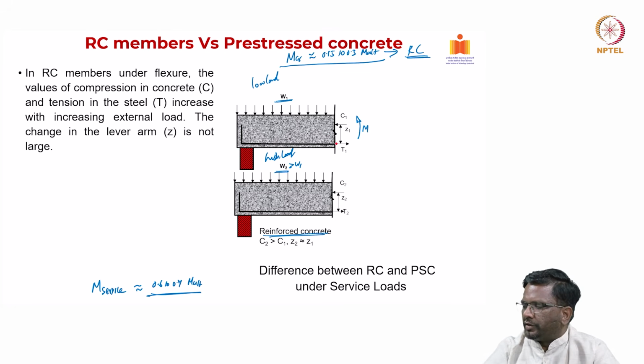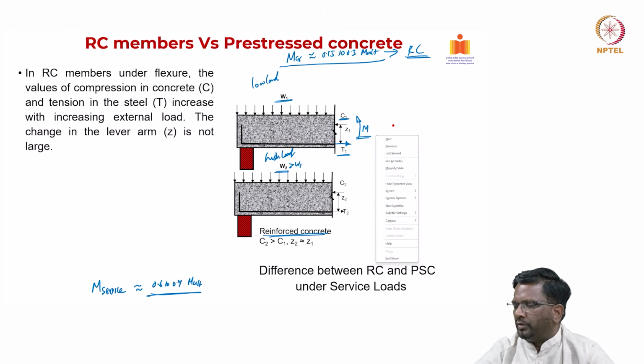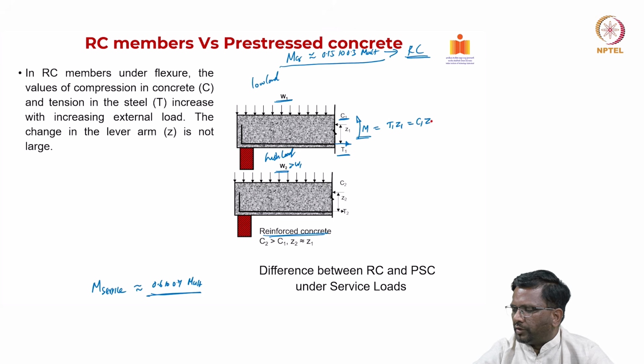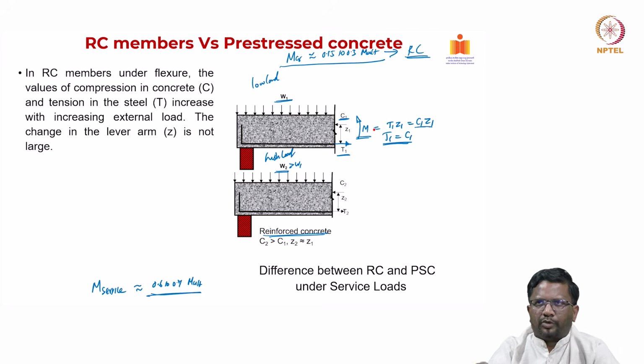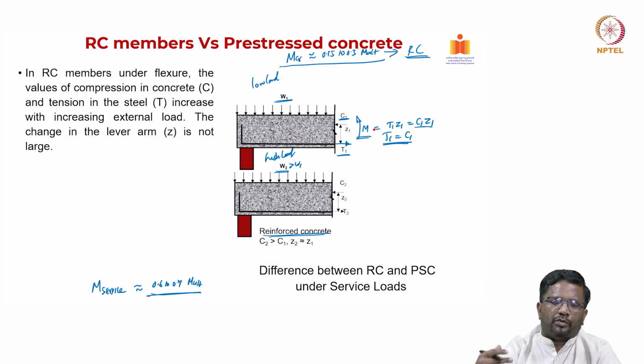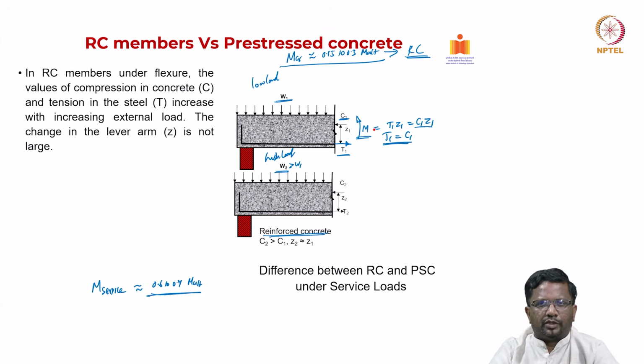Now let us say that the steel force is going to be T1 and the concrete force C1. Now this moment should be equal to T1 into Z1, or equal to C1 into Z1, with the condition that T1 should be equal to C1. Because this is from equilibrium, this is again from moment resistance. So this moment should be equal to the applied couple. So in reinforced concrete, C1 and T1 will be equal when there is no axial force, right.